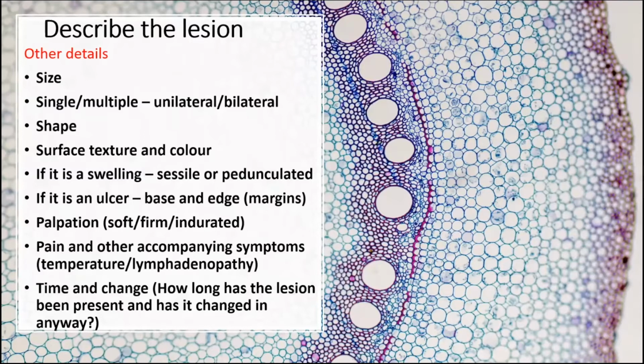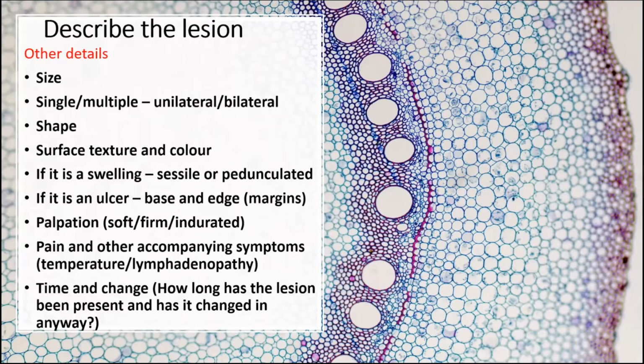If you have a swelling, we need to know whether it's sessile or pedunculated, okay? Sessile means that the base of the swelling, the way the swelling arises from the tissues, is wider than the rest of it. Pedunculated means that there is a neck connecting the swelling to the underlying tissues. If it is an ulcer, we need to know about the base and the edge, so the margins of the ulcer, whether they're rolled up margins or anything like that.